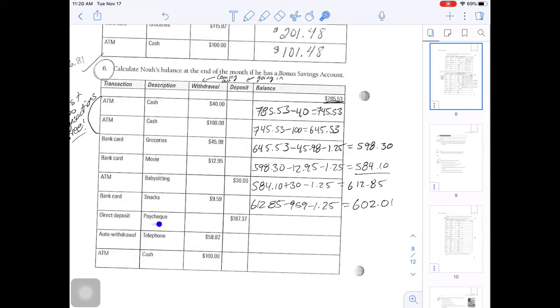Finally, we get a paycheck. It's a direct deposit. And again, because of her account, a direct deposit is another transaction that's going to cost $1.25. So we are going to add $187.37, but we're going to take away $1.25. Okay. And that will leave me with $788.13.